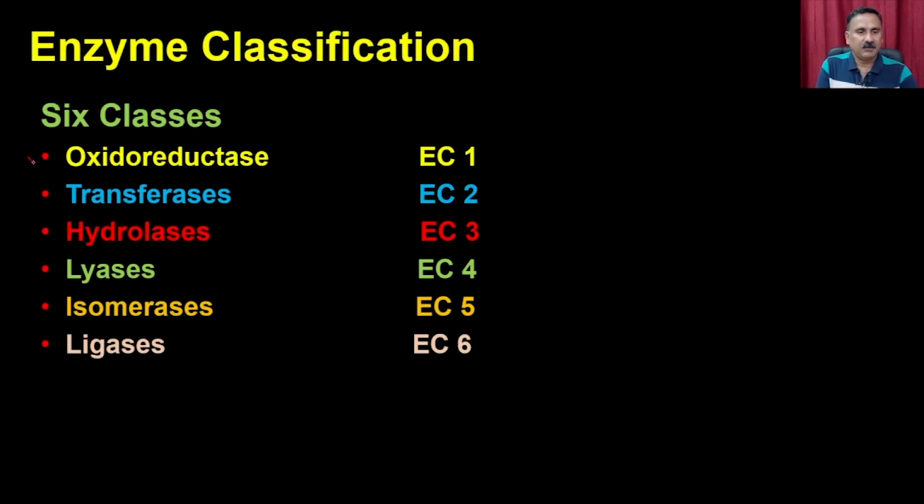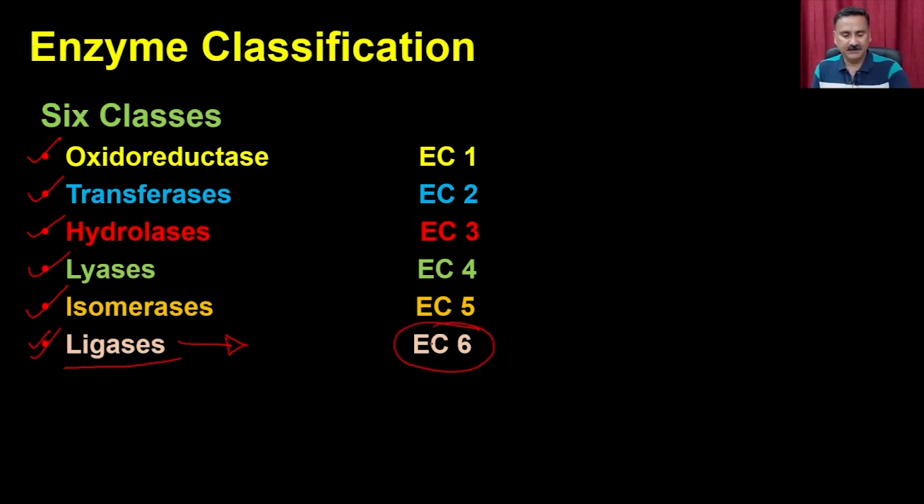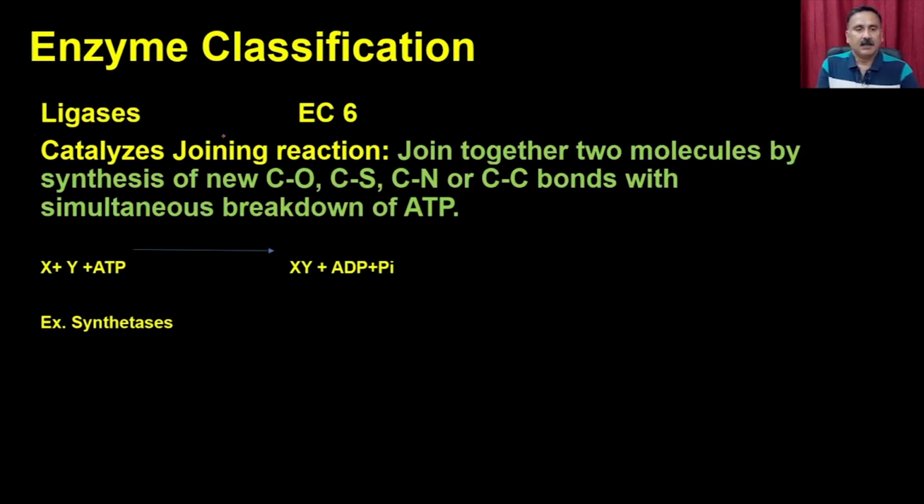So we have discussed the oxidoreductases, transferases, hydrolases, lyases and isomerases, and now we'll talk about the ligases. Ligases, as the name suggests, belong to EC class 6, and they catalyze joining reactions. They join two molecules together by the synthesis of a new molecule, which means the formation of a C-O bond, C-S bond, C-N bond or C-C bond.